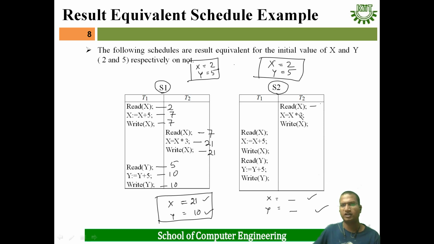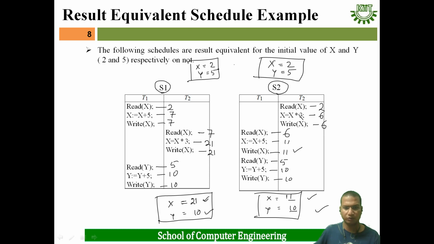First read x, it will read 2, then x is equal to x into 3, that means x value will be 6. Now write x, that means 6 will be written to the buffer. Now read x, that means x will be read from the buffer. Then x is equal to x plus 5, 6 plus 5 is equal to 11. Write x means 11 will be written to the buffer. This is the final value of x which has been written to the buffer. Then read y, y value will be 5, 5 plus 5 is equal to 10, then 10 will be written to the buffer. That means the final value of x will be 11, final value of y will be 10. Is the state of x and y the same in both the cases?